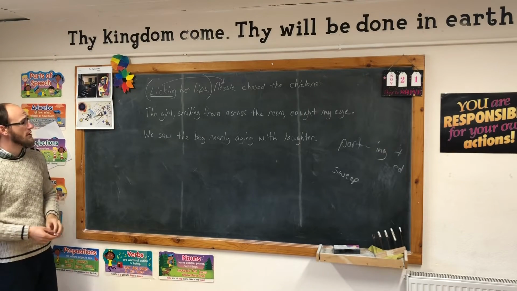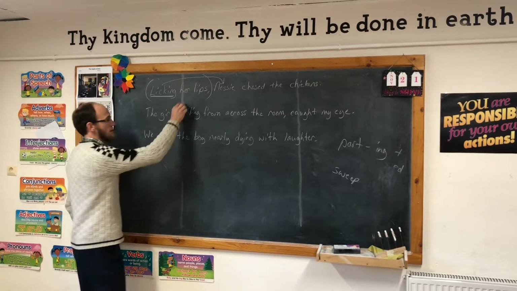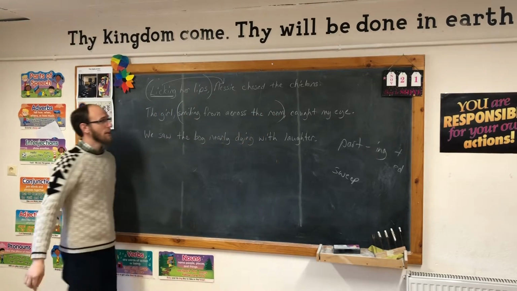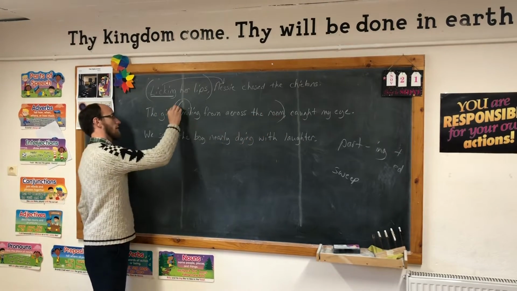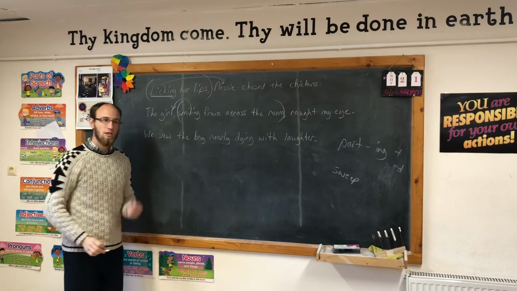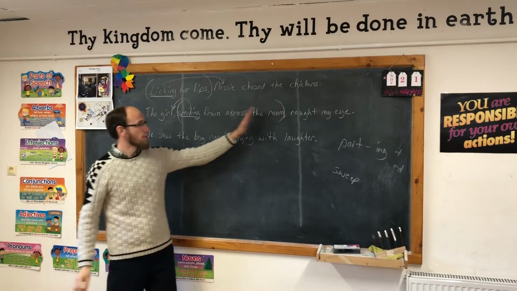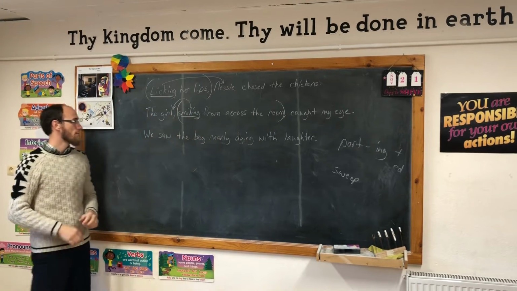Where's the participle in the second sentence? Smiling from across the room. And who does it modify? The girl. And the participle itself is smiling. Good. This is a complete participle phrase, but let's just talk about the participle.